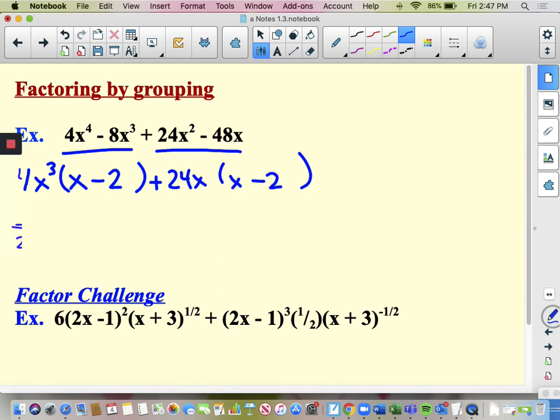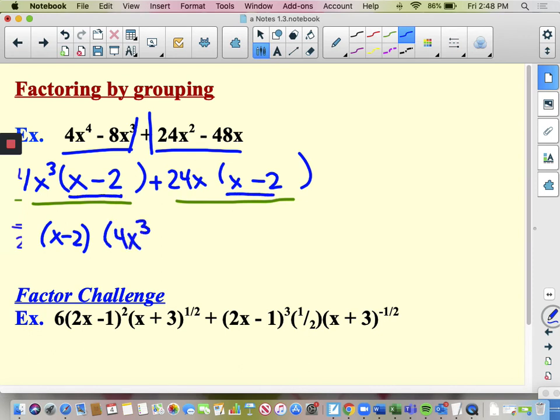Okay, so I really just kind of separated this into two separate problems, right? And now the point of grouping is look at this binomial here, and this binomial here. What do they have in common? The x minus 2. Well, okay, if I factor out the x minus 2, so remember, when you factor out something, you subtract it out. So if I factor out the x minus 2 here, I'm left with 4x cubed. If I factor out the x minus 2 here, I'm left with 24x.